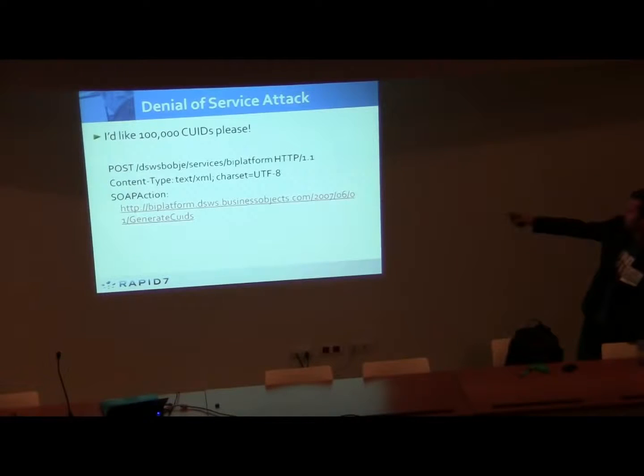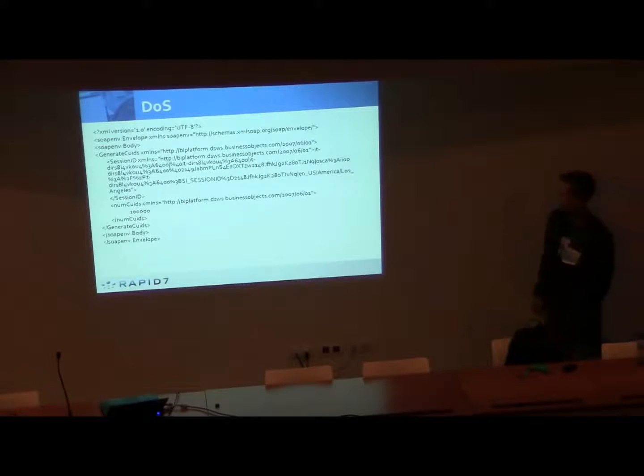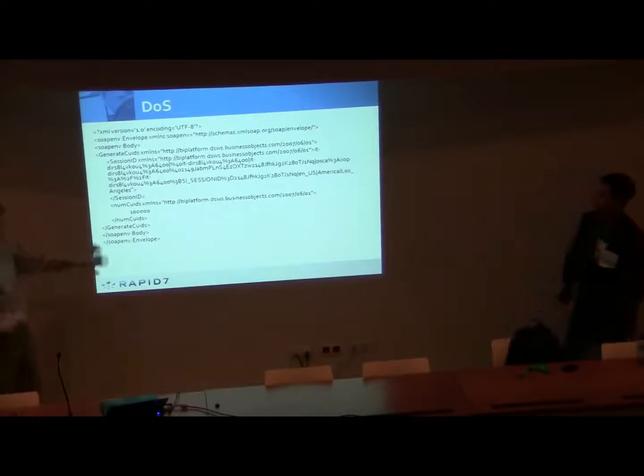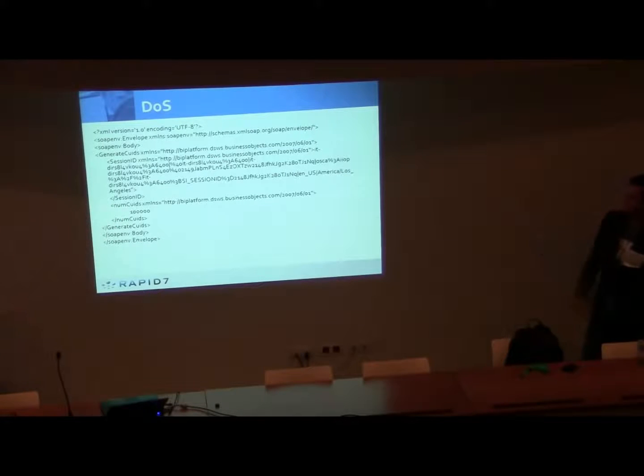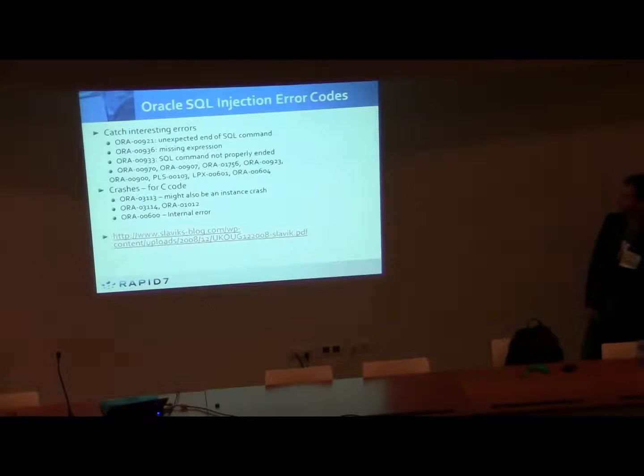So the POST request is right here, and then here's just an example of asking for 100,000 CUIDs. So we put it right there. What it opens it up for is denial of service, because you can just keep asking for them, keep generating through them. And that's fully unauthenticated, right?